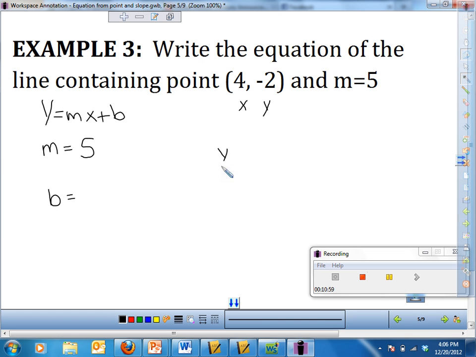I'm going to write out my equation, y equals mx plus b. And then I'm going to go ahead and substitute in my values. So y is negative 2, m is 5, and make sure you use parentheses as we substitute. Our value of x in our point is a positive 4. And we don't know b, so I'm going to put plus b.